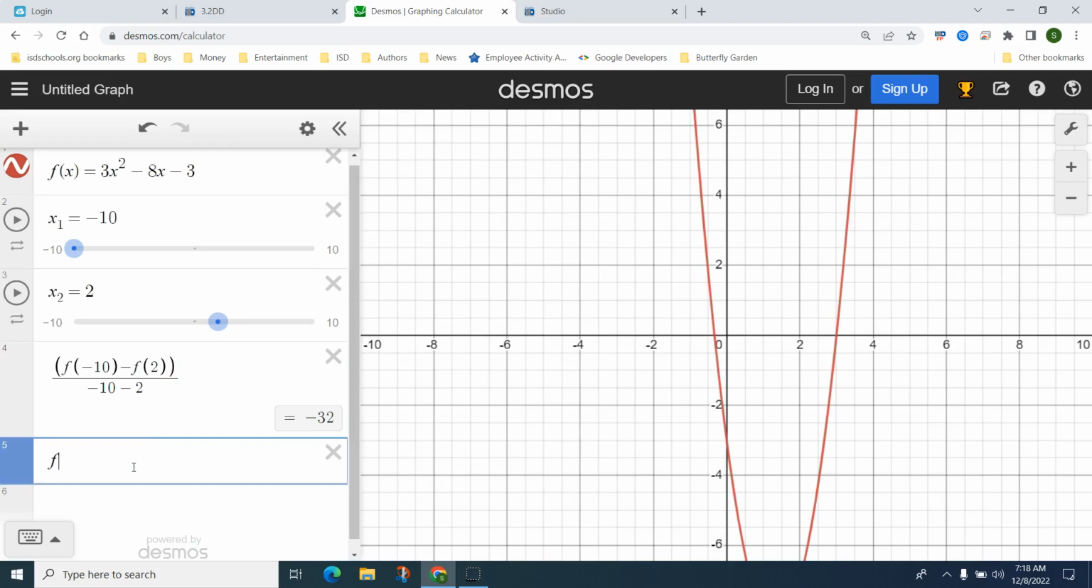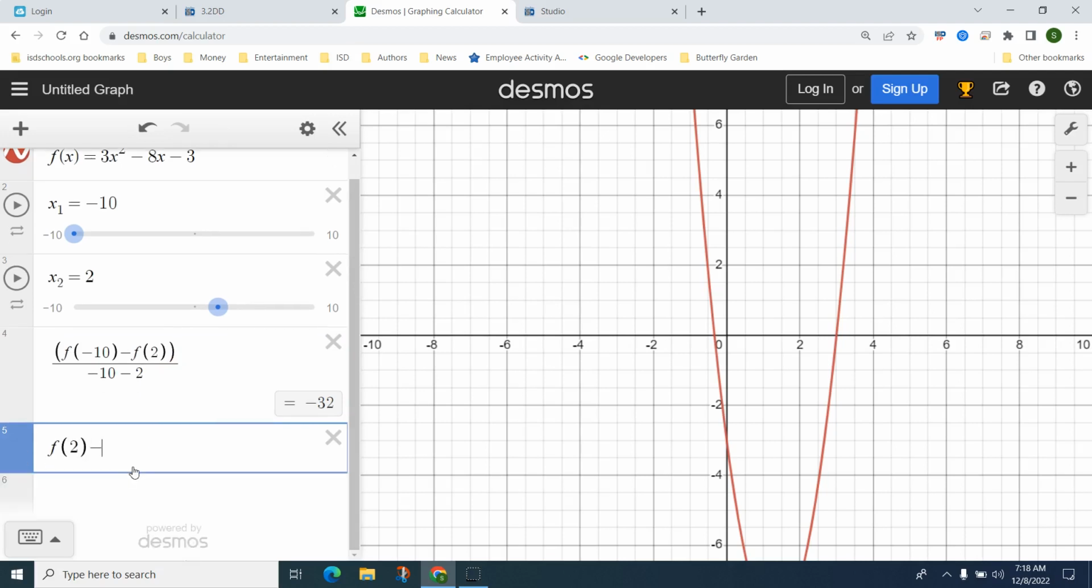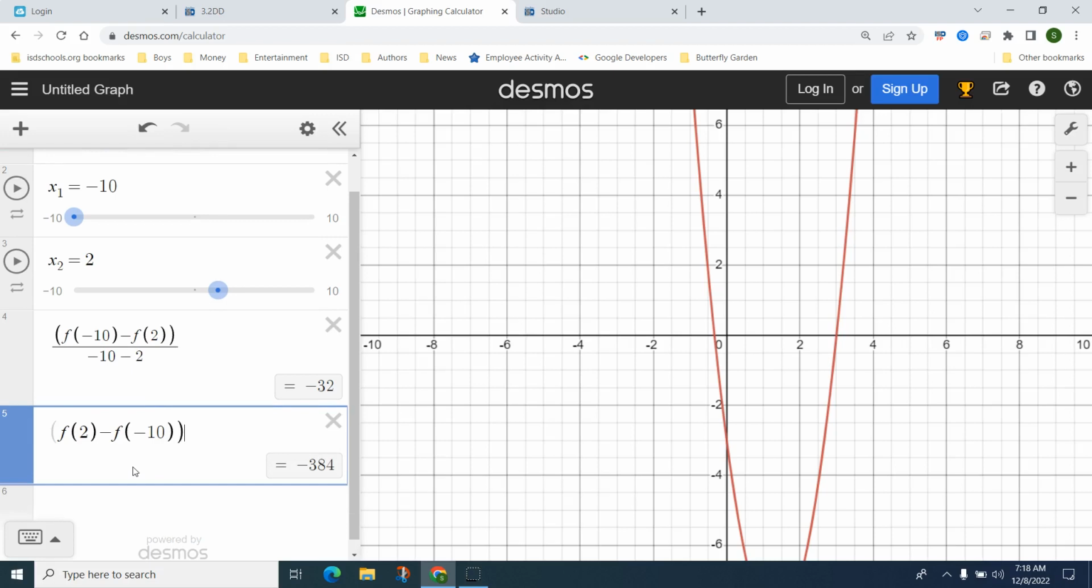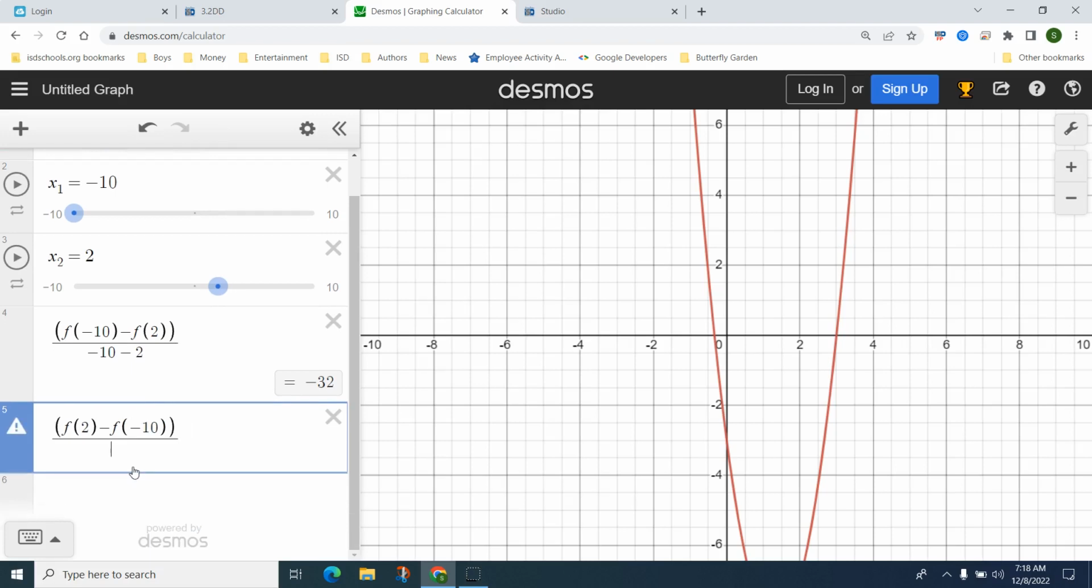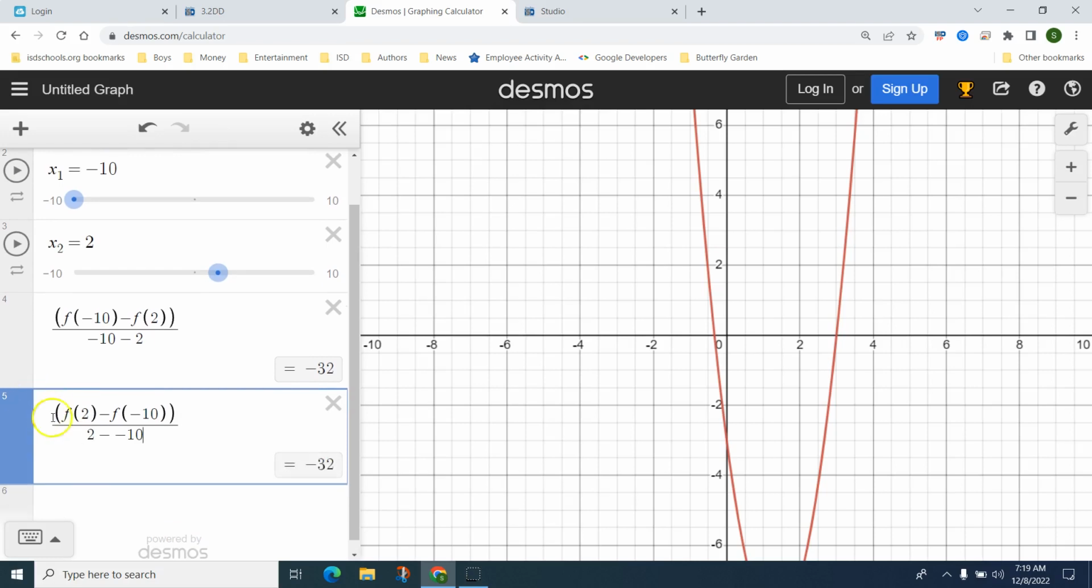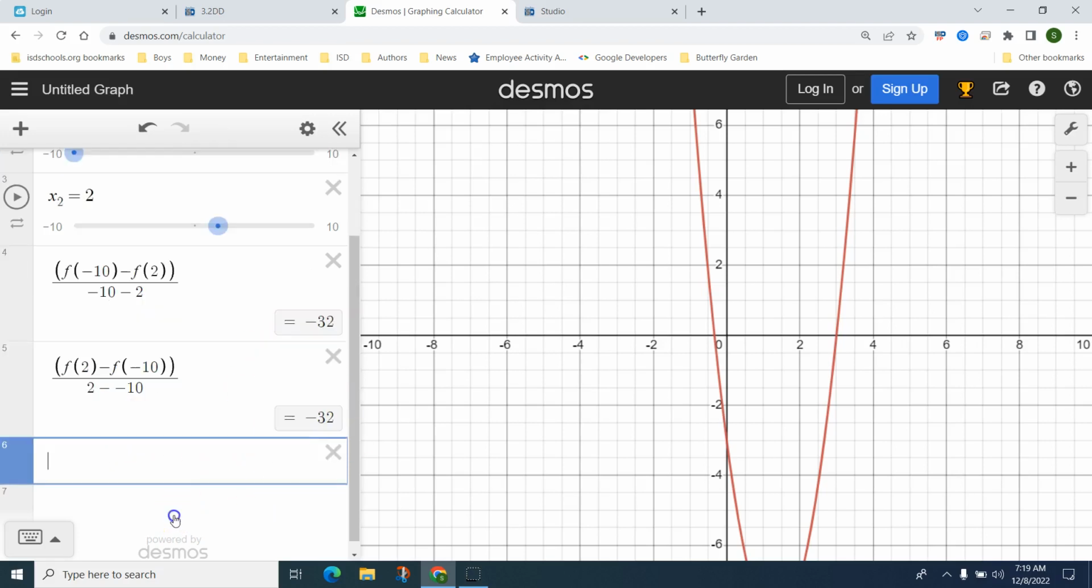So if I say f of 2 minus f of negative 10, all right, divided by 2 is first, so 2 minus a negative 10. Whatever's in parentheses goes there. These two minus signs are always there, and then minus 10 right there. Notice the sign, it is exactly the same. So order doesn't matter, as long as the numbers are on top of each other. That is the slope. That is the slope of the secant line.